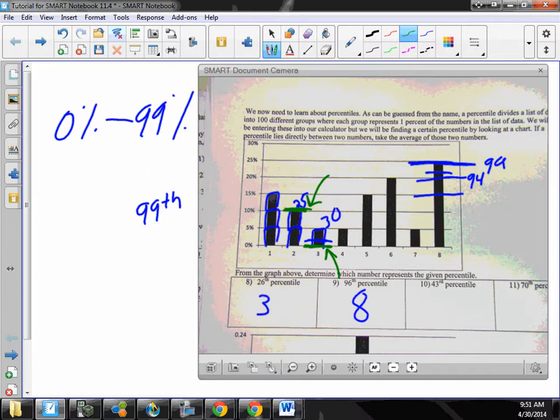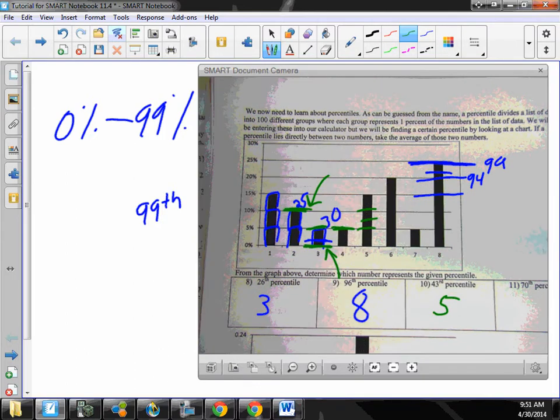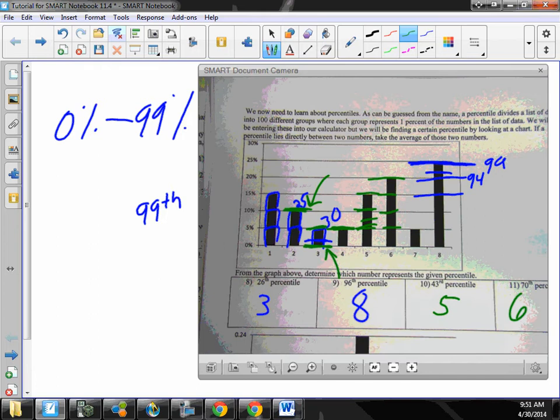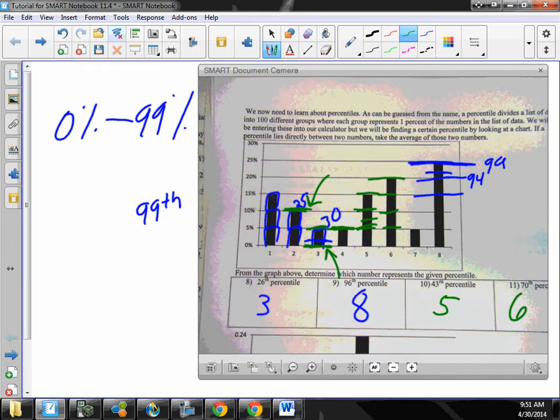Okay, 43rd. Well, we're up to 30, so what would this line be? 35, 40, 45, so it's a 5. And the 70th percentile, so here's 35, 40, 45, 50, 55, 60, 65, 70 would be a 6. Okay? Any questions about these?